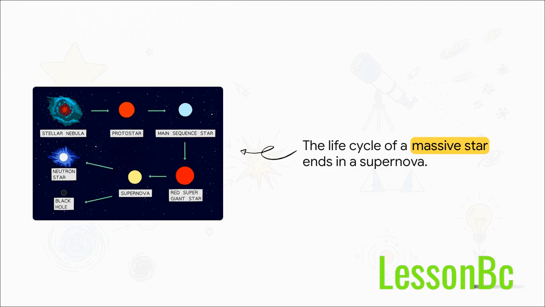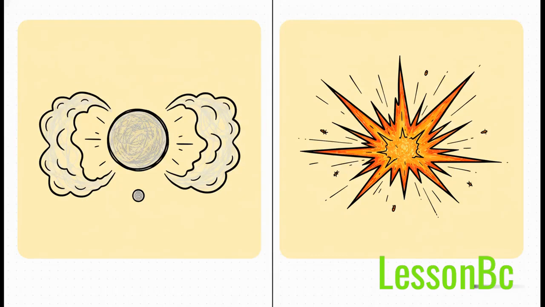When that fuel finally runs out, there's no gentle shedding of layers. The star undergoes a catastrophic core collapse that rebounds into literally one of the most spectacular explosions in the universe, a supernova. If you're reviewing this for your exams, here is the absolute key takeaway. You've got to remember the difference between these two end stages.